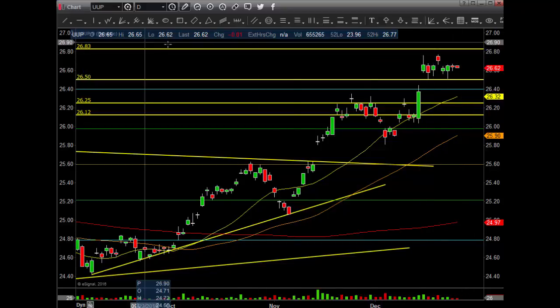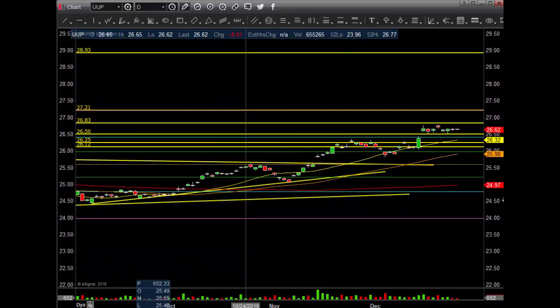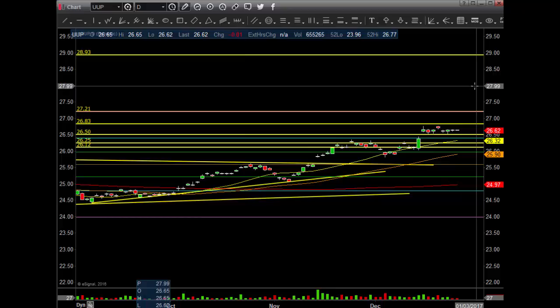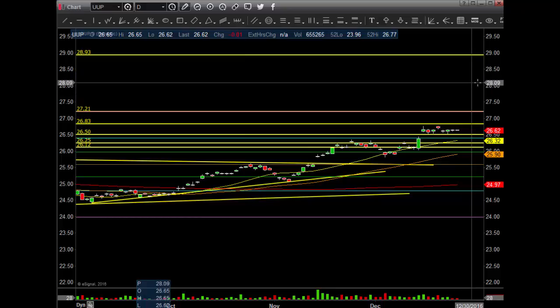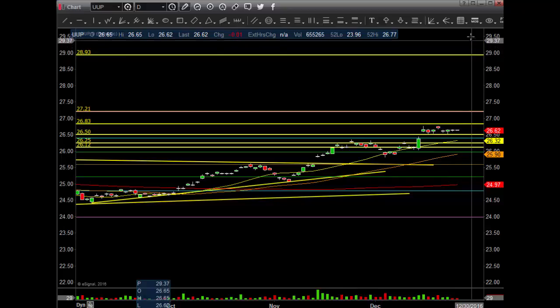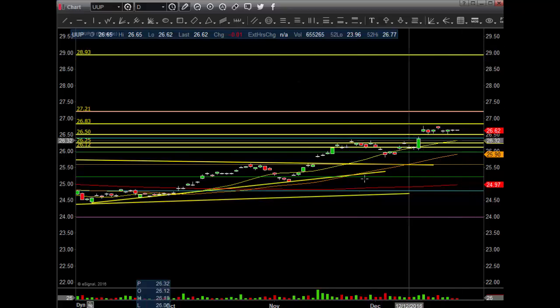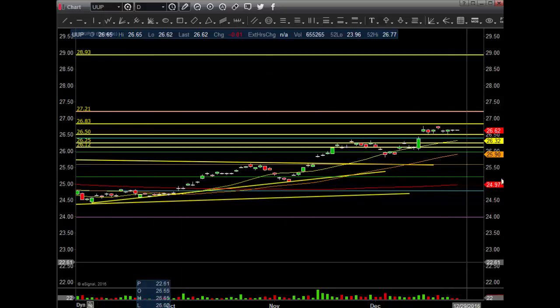But nothing wrong. 26.83, 27.21, and then 28.93. I still think we get to the 28.50 area up in here. If it does start moving into the 29 area, you can start shorting this thing up here. Don't go nuts. It still could go a little bit higher, but this is going to be some great resistance up in here, and that goes back a little while ago. So nothing wrong with the UUP. Let's see if that goes higher.